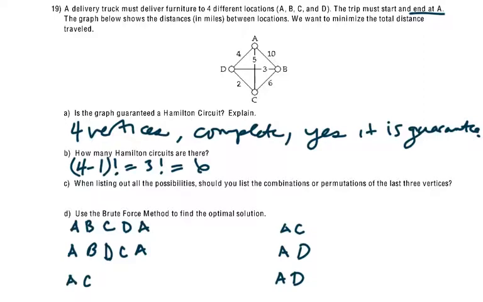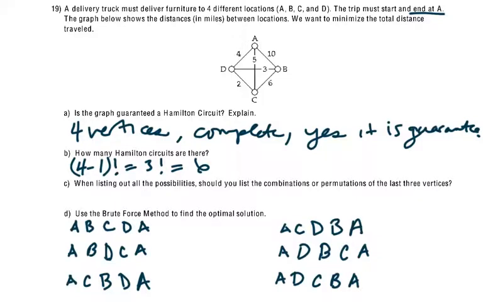So you see how we get those different circuits. Again, from AC, I could go to B next or I could go to D next. If I go to B next, then I still have to go to D and then back to A. If I go to D next, then I would have to go to B and then to A. If I started going from A to D, then I have two options following D. I could go to B or I could go to C. If I go to B first, then I still have to go to C and then to A. If I go to C first, I would still have to go to B and then to A. So we end up getting those 6 possible Hamilton circuits.